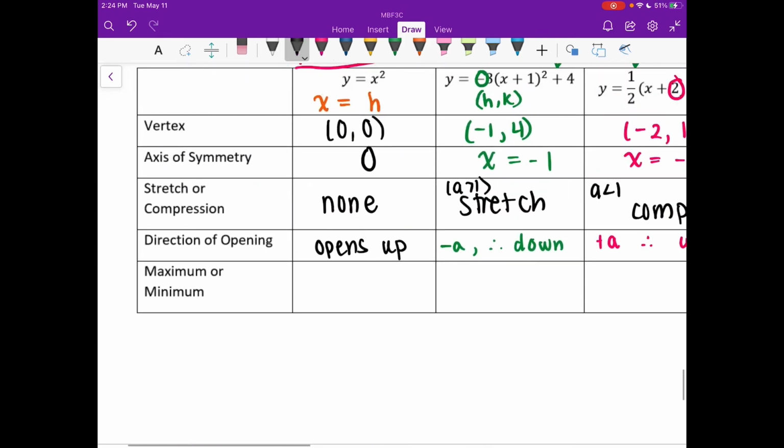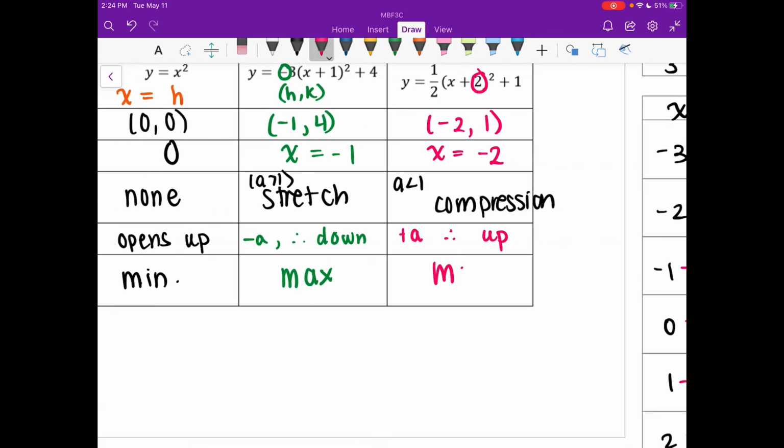Maximum or minimum: if something opens up, there's always a minimum. If something opens down, there's always a maximum. And again, if something opens up, there's always a minimum.